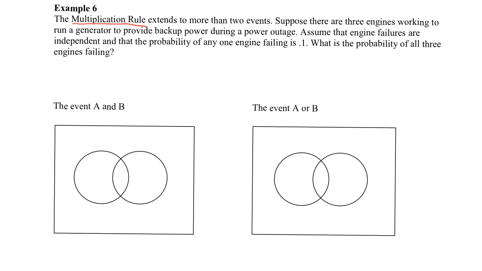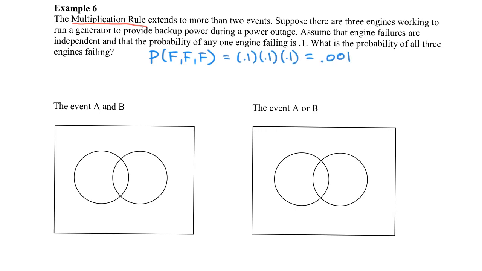In other words, what is the probability of fail, fail, fail, or the first one fails and the second one fails and the third one fails? And engine failures are independent. So since they're independent, basically we can just multiply all of these together. This is a really bad probability, by the way. 10% chance of engine failure. That's really bad.